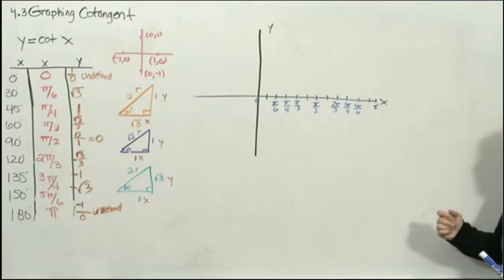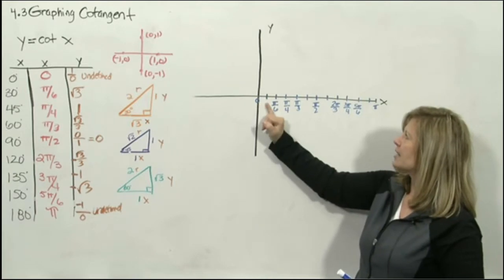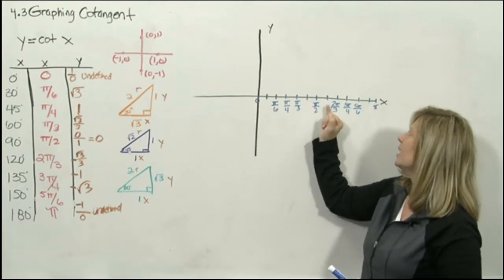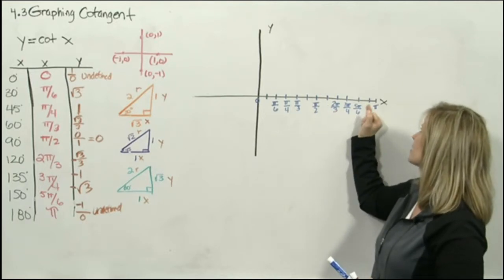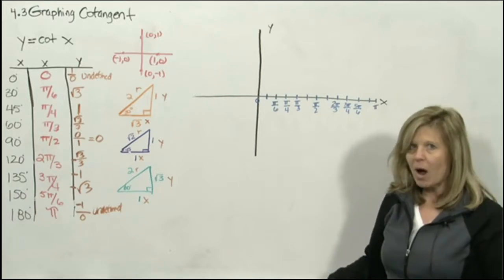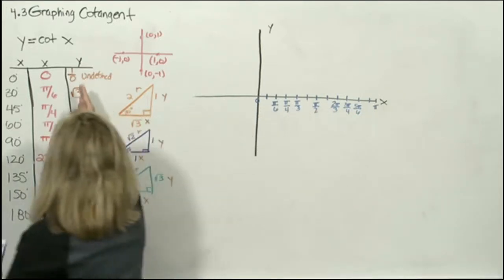So if you look, I'm at 0 radians, then I skip a blue line, then I have my pi over 6, skip a blue line, have my 90, skip a blue line, have my 3 pi over 4, skip a blue line, have my 180. As far as my y-axis goes, let's look at my y values.